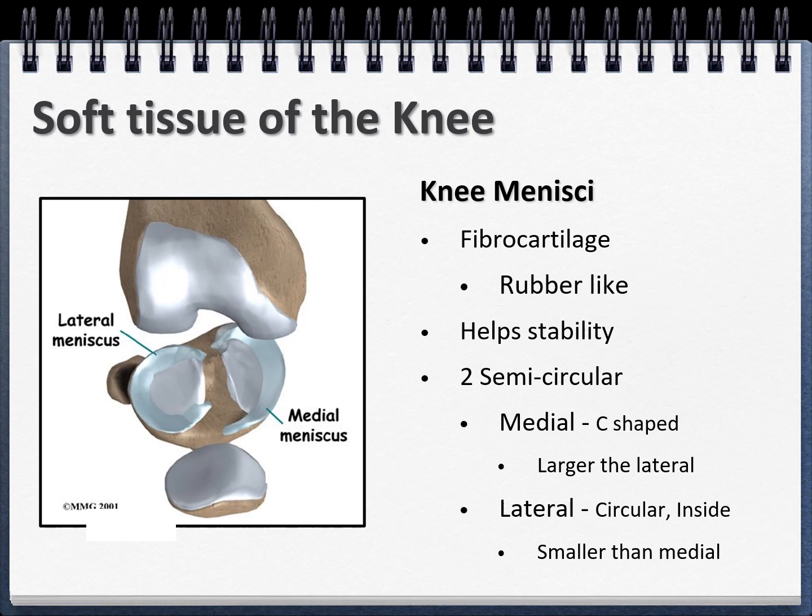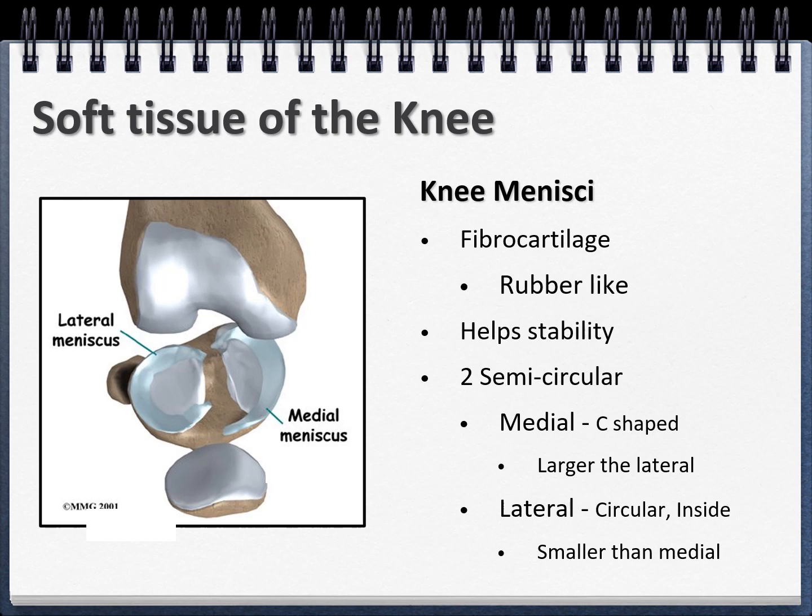Moving on, we're going to discuss the menisci that we have on the knee. So a menisci is made out of fibrocartilage, and it's a sort of rubber-like structure. It helps with the stability of the knee. The knee is probably one of the most unstable of the joints. It's a very busy joint. It's very easy to injure the knee.